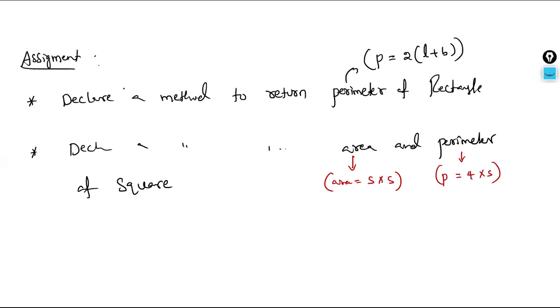Methods will be inside a class. If they belong to the same class, then we must write them in a single class only. What I mean to say is, inside the rectangle class only, the area method and perimeter method should be there. Inside the one square class only, the area and perimeter methods should be there. That's how you have to write.